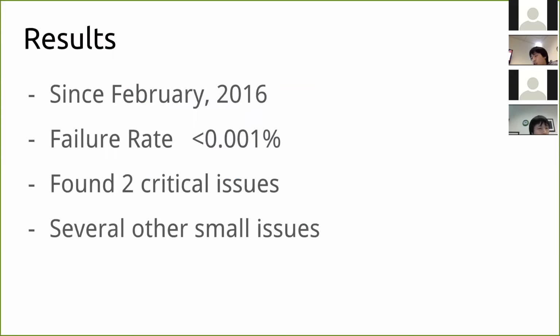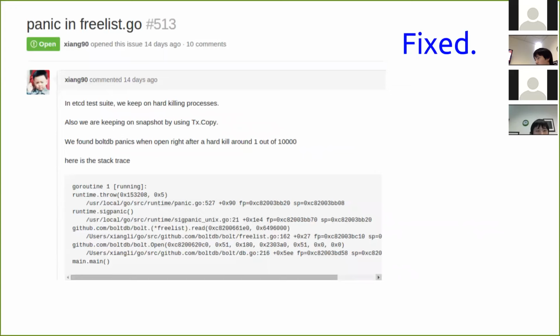So we've been running for only 1 month, and we already found 2 critical issues, and the failure rate is already pretty low. One of the issues we found was a panic in our upstream package, VoltDB. So Xiang filed an issue to upstream VoltDB, and he helped them figure out what was wrong, and it's fixed. It hasn't been merged to the master branch, but it will be merged next week.